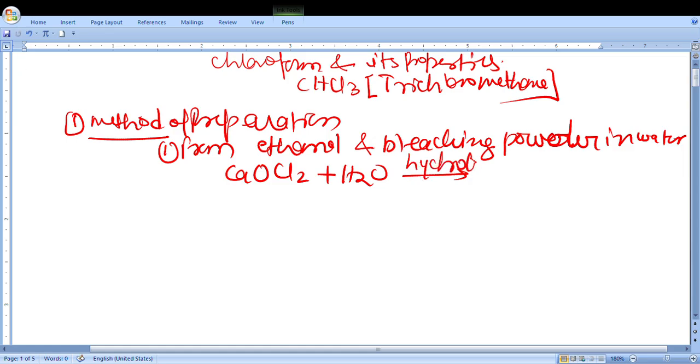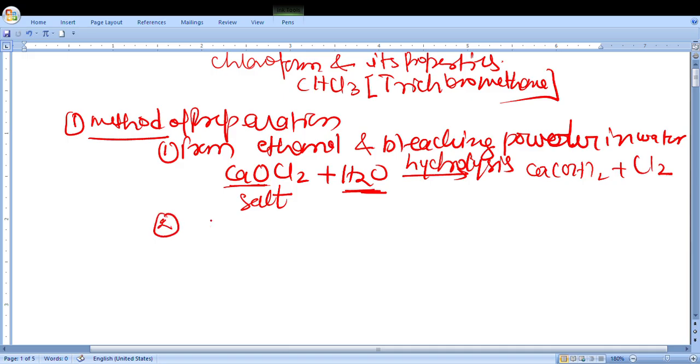What do you mean by hydrolysis? Hydrolysis means when water is added to a salt, to give rise to either acidic or basic solution. So here is a calcium oxide part which will react with water to form calcium hydroxide, and chlorine will be formed. So calcium hydroxide is base and chlorine is an acidic gas.